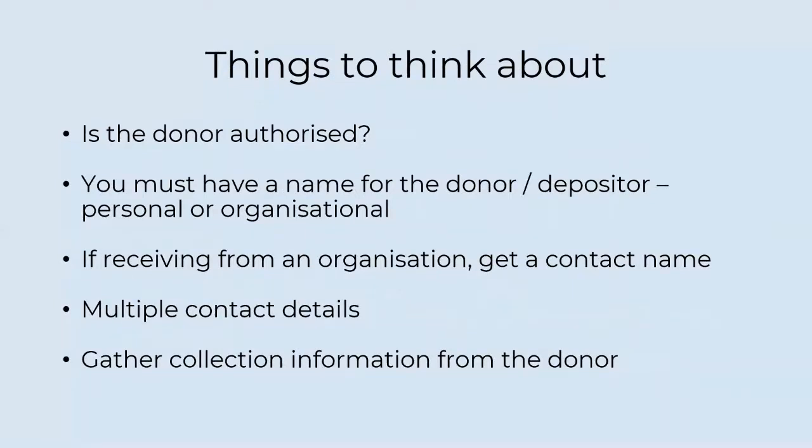When accepting a new accession to the archive, you need to ensure that the person giving you the material is authorised to do so. For example, power of attorney over a relative living with dementia who is the actual owner of the collection. Have a name for the donor or depositor. It could be an organisation, an individual, family, estate of a deceased person, auctioneers, etc. If receiving from an organisation, make sure to get the direct contact for an individual. Try and get as many forms of contact as possible: address, phone, and email. Gather as much information about the collection as you can from the donor, either in person or via your email communications.